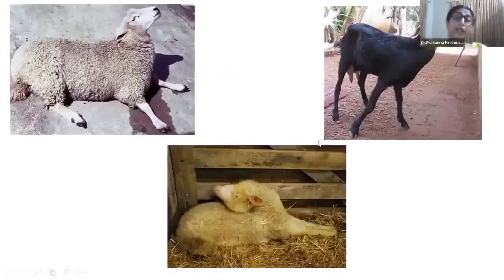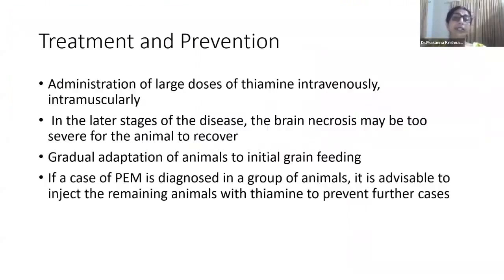This is very typical. When we see stargazing, elevated head and neck, opisthotonus, and the neck turned to one side, it is very clear that the animal needs urgent care. Treatment and prevention: large doses of thiamine, given intravenously or intramuscularly, are advised. In later stages of the disease, once the brain necrosis is severe, it is very difficult to recover the animal. And we have to take care of gradual adaptation of animals to initial grain feeding.